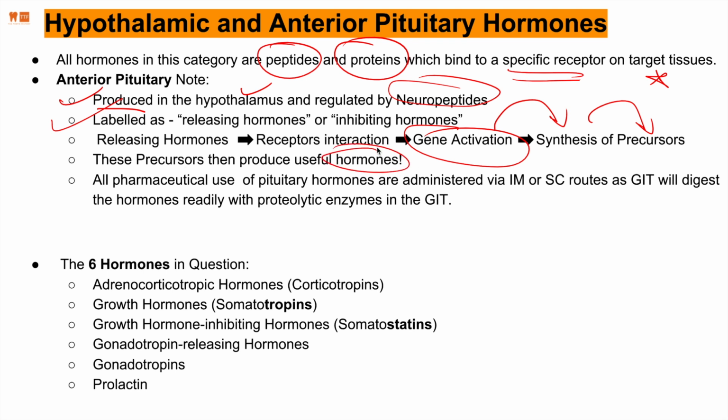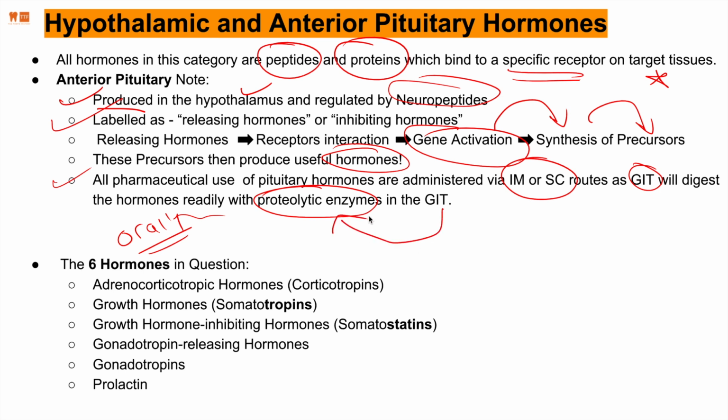Once all the natural, the generic hormones are out of the question, that's when pharmaceutical uses come into play, where pituitary hormones are either administered IM or SC, which is intramuscularly or subcutaneously. And the GI tract will digest these hormones readily. Therefore, you can't really give it orally. Why would they digest it? Because it's a proteolytic enzyme activity, right? These are proteins. You eat protein, you get digested. That's what it is. GI will digest hormones considering, oh, it's just another dietary peptide, using proteolytic enzymes.